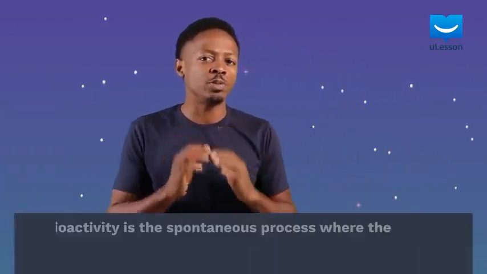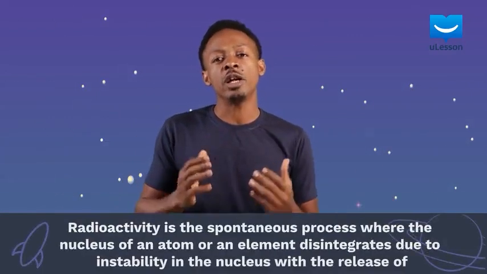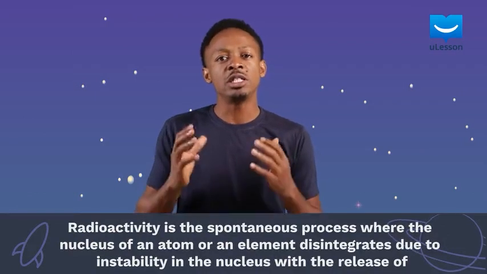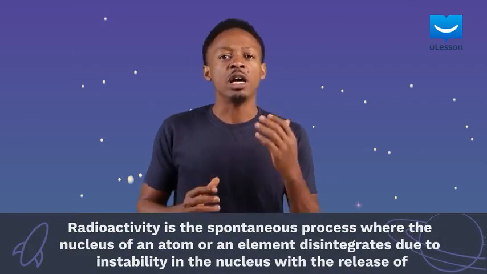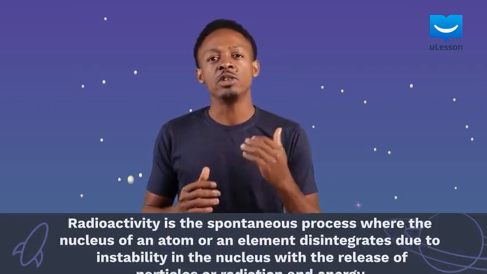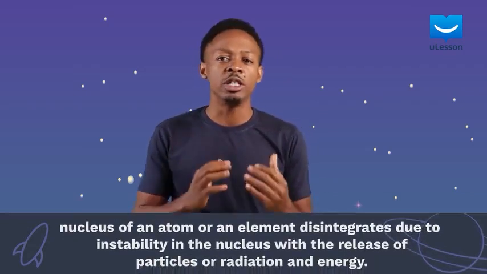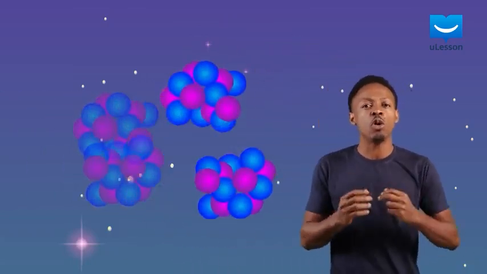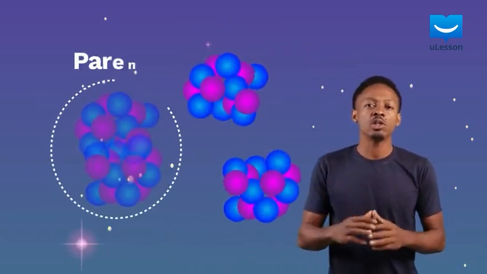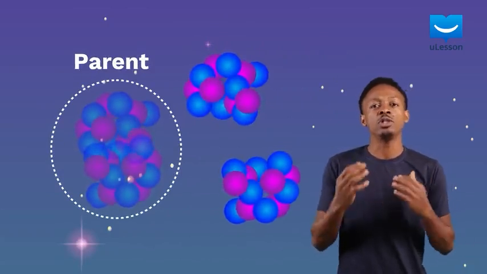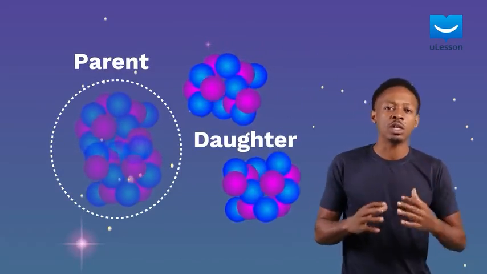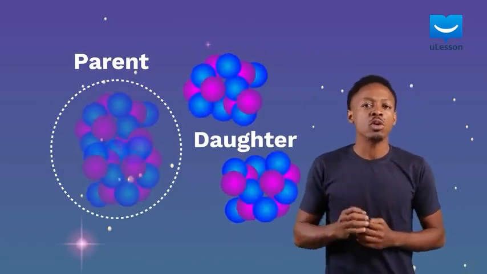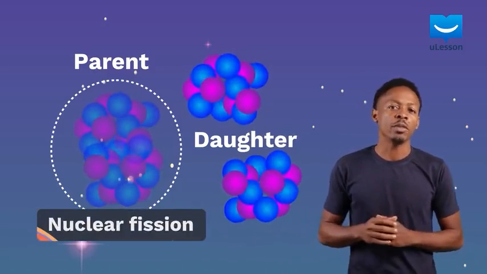Radioactivity is the spontaneous process where the nucleus of an atom or element disintegrates due to instability in the nucleus, with a release of particles or radiation and energy. When the nucleus of a heavy element undergoes radioactivity and splits into two or more atoms, the initial atom is called the parent atom, while the resulting atoms are called the daughter atoms. And this is what is called nuclear fission.